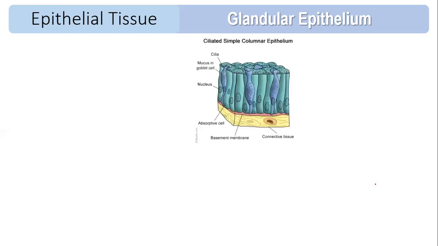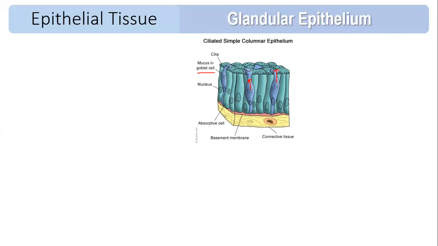You can see this. Sometimes a single cell can become secretory, and that is called a unicellular gland. You can see there is a cell called the goblet cell. What is a goblet? A goblet is a cup-like structure, actually a cup with some sort of stem. It secretes a slimy secretion called mucus.